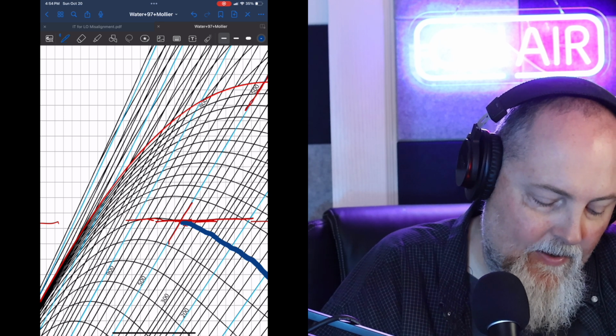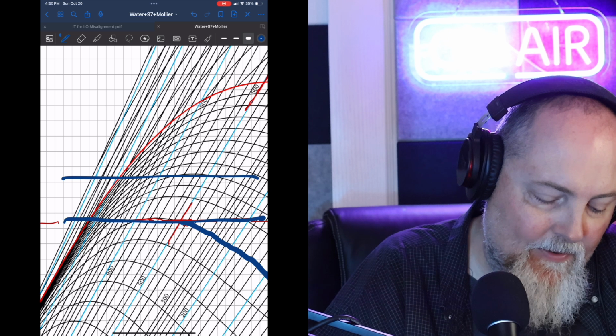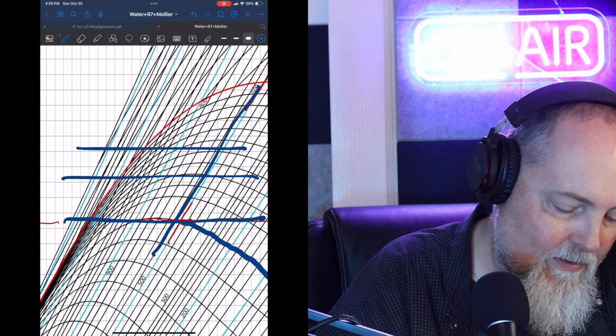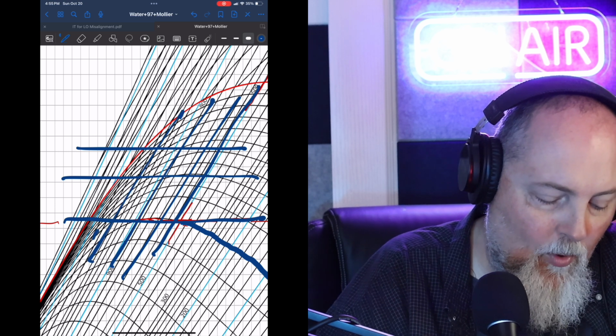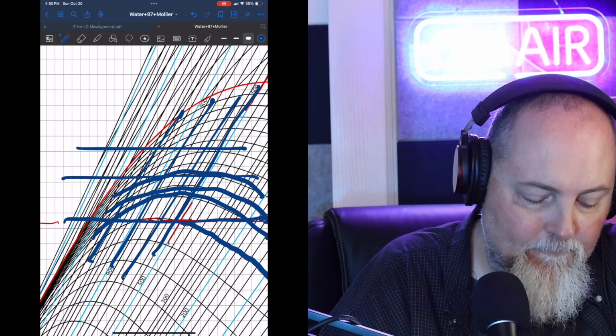In this case, these are the enthalpy lines, all these horizontal straight lines. The pressure lines run this way. And then the moisture content, moisture quality lines are these curved lines that run through there.